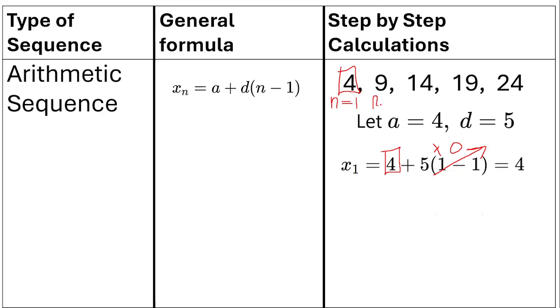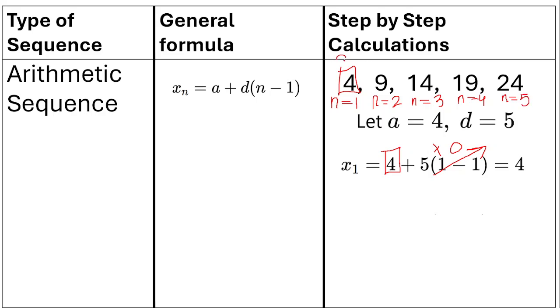For this one, n is equal to 2 because that's our second term. And in this case, n is equal to 3 because that's our third term. And in this case, n is equal to 4 because that's our fourth term. And in this case, n is equal to 5 because this is our fifth term.